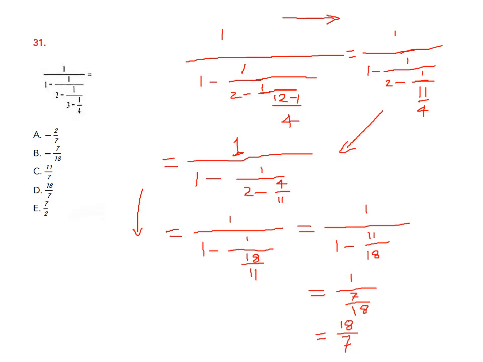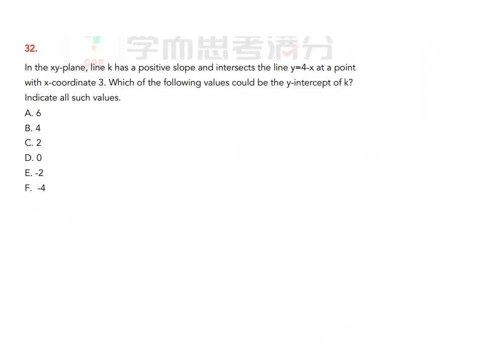So after the solution, we get which option is correct for us. That is option D, 18 by 7. This is a simple fraction. Just start from the bottom and go to the up. Let us move to the next question.